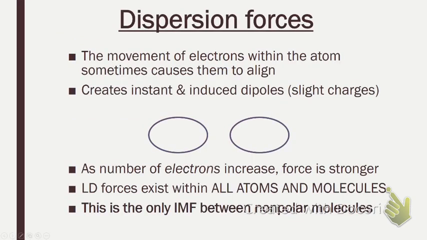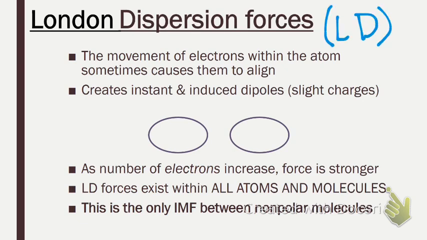And there are three types. The first one, your notes called the dispersion forces, but let's add the word London in front of that to make it London dispersion forces. Sometimes we're going to abbreviate that as LD. And this is just a force that's caused by the movement of electrons within the atom. Sometimes when they're moving around randomly, more electrons happen to be on one side of the atom or the molecule than the other. And because of that, that's going to create what we call an instant dipole.